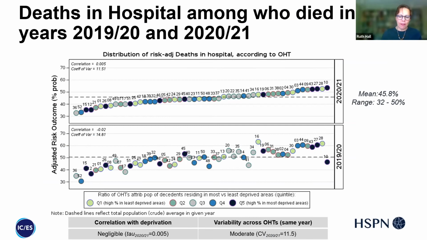We'll look first at end of life palliative care. That was a popular priority population. This is an indicator that reflects that most people do not want to die in hospital. They prefer to die at home. We see that the rate of in-hospital death dropped from 50% in 2019-20 down to 46% in 2021, ranging from as low as 32% to 50%.